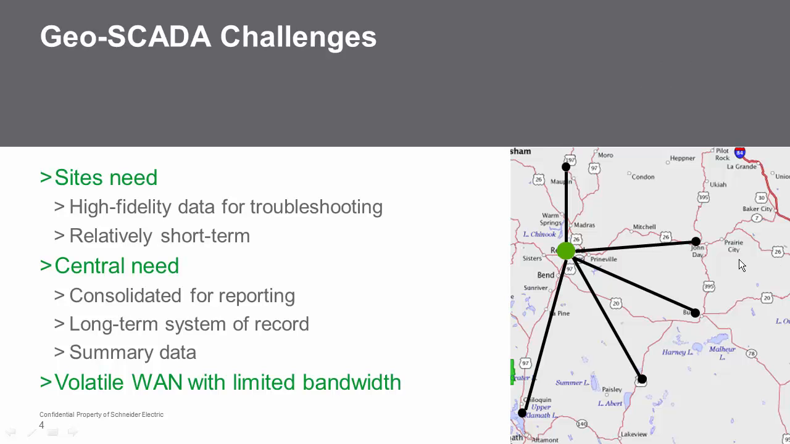So let's take the example where I have several sites that are distributed geographically. I have needs at those sites for information. On those sites, I need pretty high fidelity data, but relatively short term. But I also have a need for central reporting and administration and to be the long-term system of record to consolidate information from all of those sites.